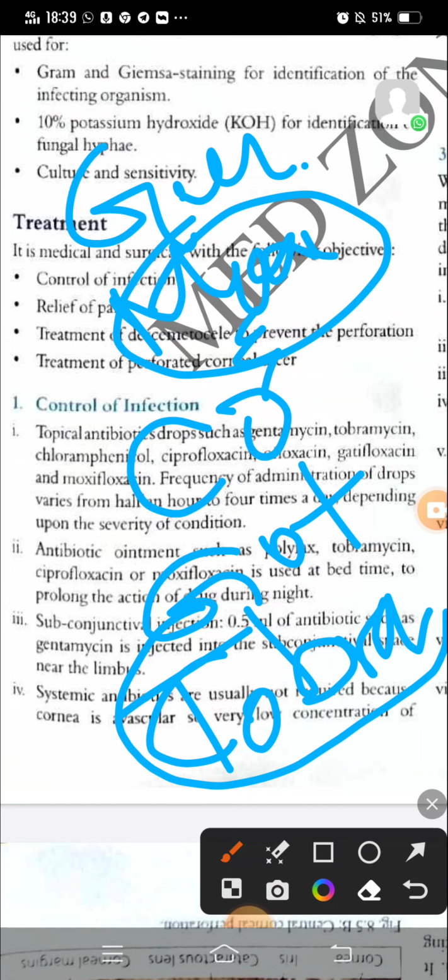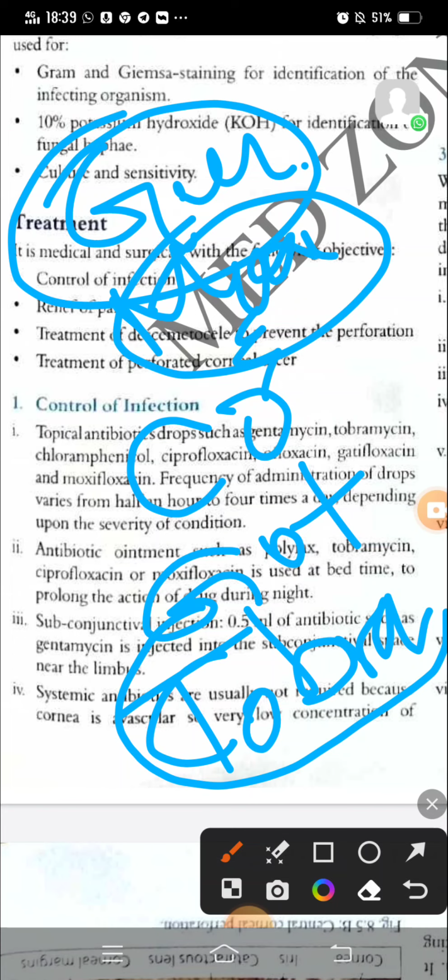Then comes subconjunctival injection. In this case, you should give 0.5 ml of antibiotics like gentamicin. From gentamicin, you can also remember subconjunctival injection. So this single mnemonic covers all the modalities of infection control: topical antibiotics, antibiotic ointment, subconjunctival injection, and then comes systemic antibiotics.